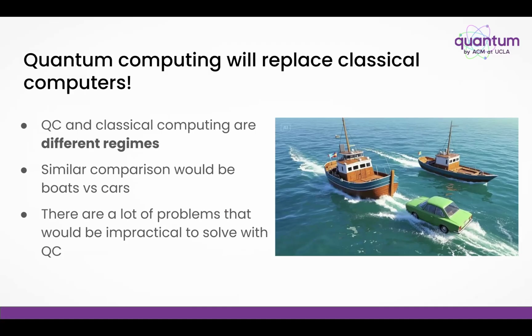So as it turns out, quantum computing and classical computing are actually two different regimes. They both have their own strengths and weaknesses, and they have various trade-offs. A similar comparison would be boats versus cars. They're both very good at what they do, but if you try to drive a boat on the road, I don't think you get very far. Similarly, there are a lot of problems that would be very impractical to solve with quantum computers that classical computers do very well.